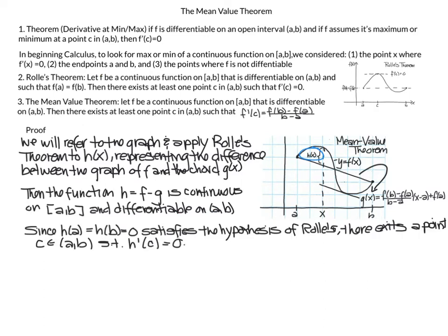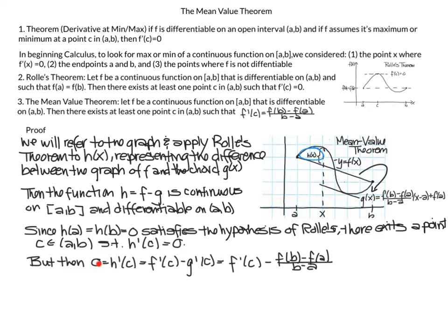And what we know is since h of a is equal to h of b, which both endpoints is equal to 0, now we have that h satisfies the condition of Rolle's theorem, and there exists a point, by Rolle's theorem, there exists a point c in (a, b) such that h prime of c is equal to 0.